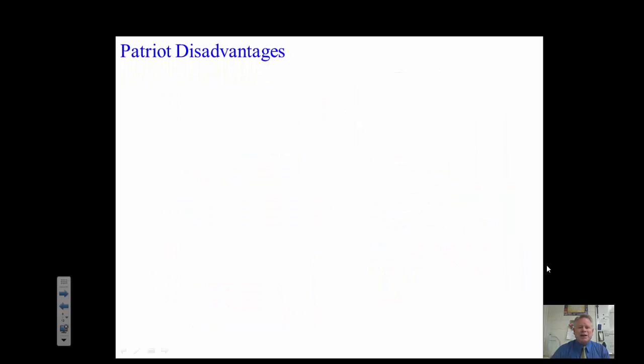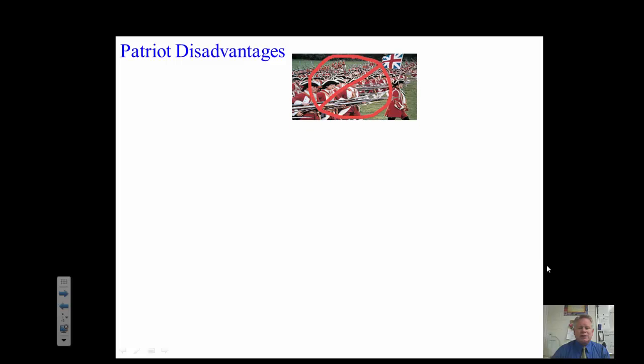Patriot disadvantages. Okay, they didn't have a regular army. They had militia. Their soldiers lacked military experience. When the fighting got tough, a lot of times they ran.